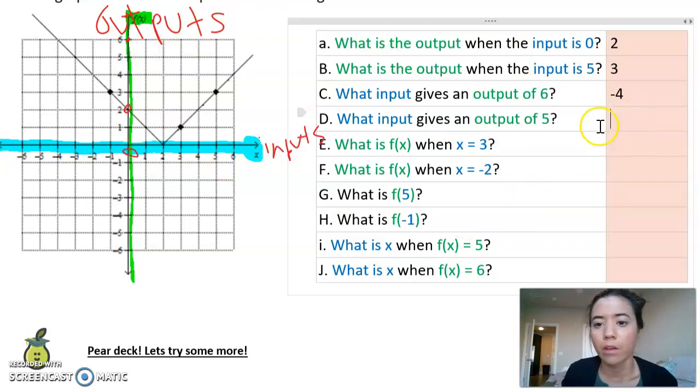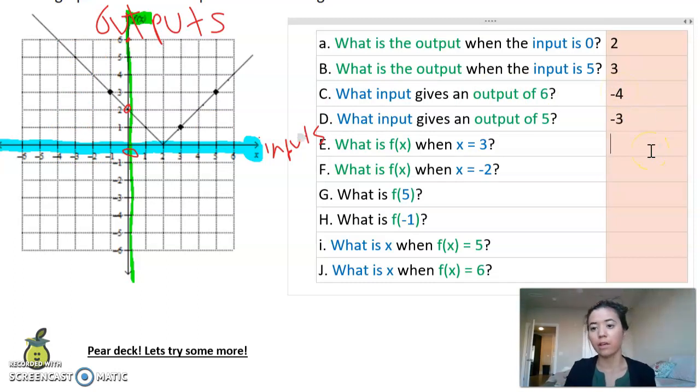All right. So when your output was 5, on your y-axis, we're right here, what was the input? And we cross our graph right here at -3.